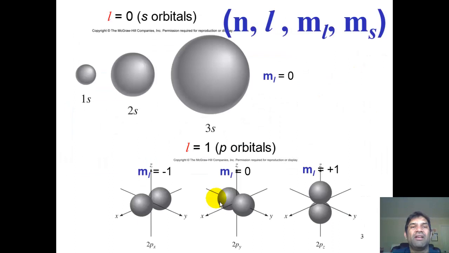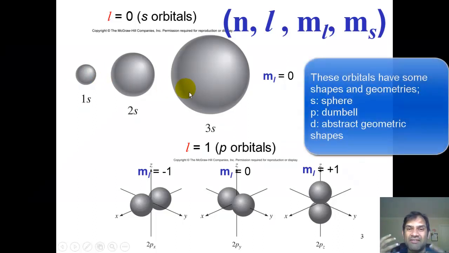Let's talk about l here. If l is the s orbital, notice these orbitals actually have some sort of geometry and shape to them. If l is 0, you're talking about an s orbital, and it looks like a sphere. This sphere represents the probability of finding an electron. Remember, an electron is neither a wave nor a particle, so it's a probability estimation of finding an electron, or an electron cloud, that would take the shape of a sphere.